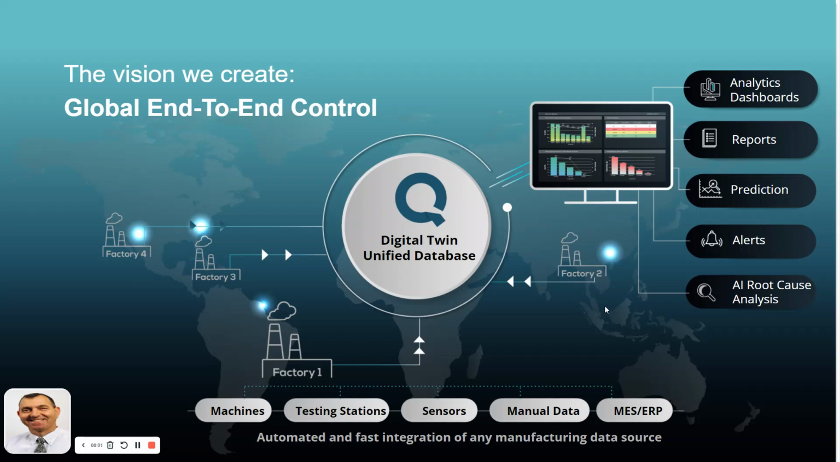Hello. Increasing yield or efficiency means that we need to create full end-to-end control over our entire manufacturing process. In order to gain this end-to-end control, we need to be able to use the data that is accumulated in every step in our manufacturing process and from every data source.